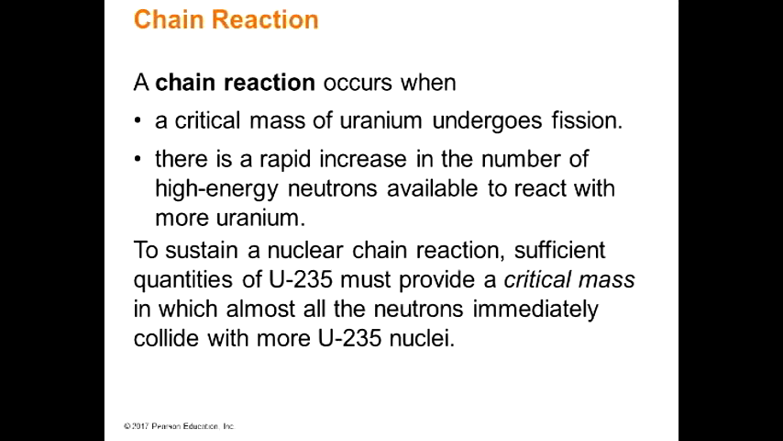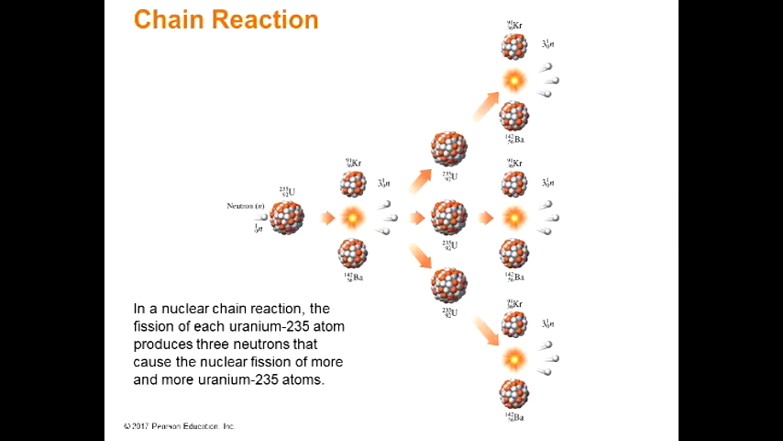chain reaction. To sustain a nuclear chain reaction, sufficient U-235 must provide a critical mass in which almost all the neutrons immediately collide to form U-235 nuclei. In other words, it's called a critical mass. This is why governments around the world are concerned when people are collecting nuclear waste, because you get the critical mass and you get a chain reaction. You get it? So this is why they're concerned with knowing where the radioactive materials of certain types are located, because you get critical mass, you're going to get a chain reaction.